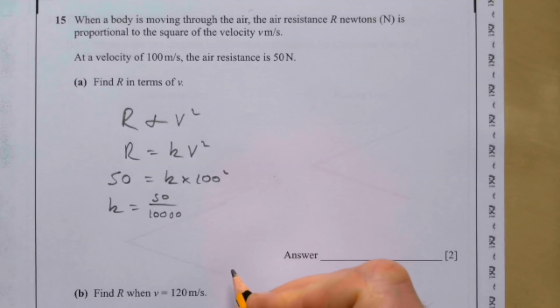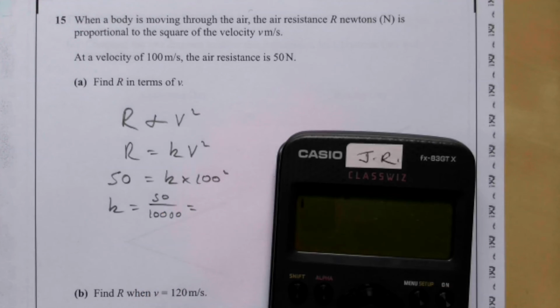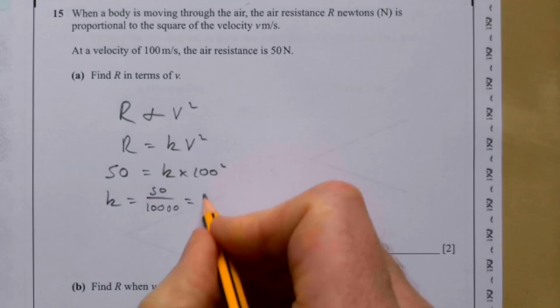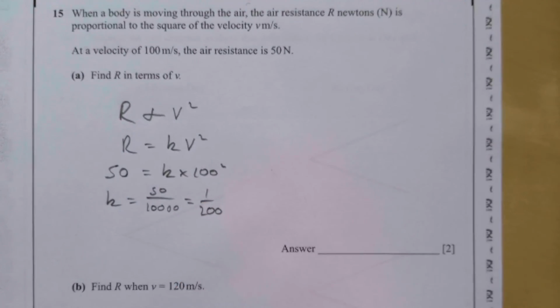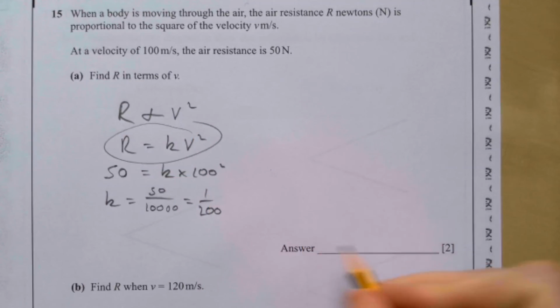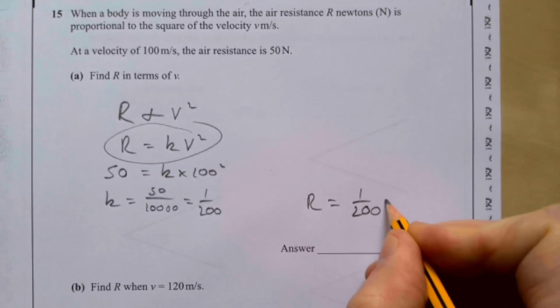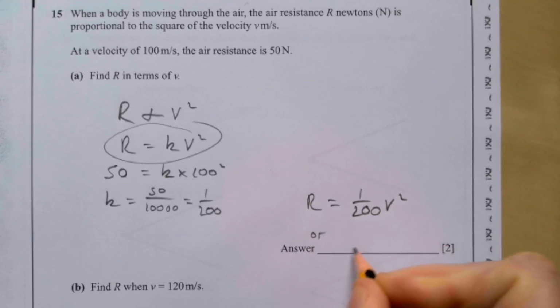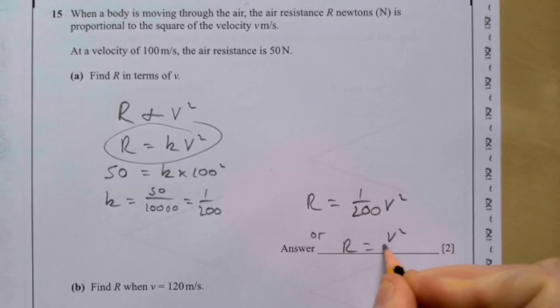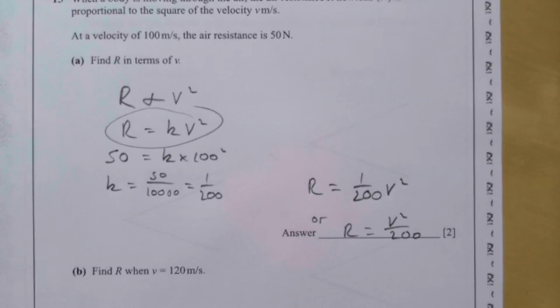Over 10,000. 50 divided by 10,000 is 1 over 200. So my k is 1 over 200. Find R in terms of V. We have this here. So R equals 1 over 200 V squared, or if you want, R equals V squared over 200. Either of those are fine.